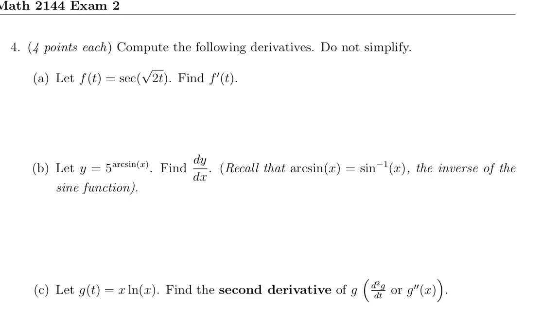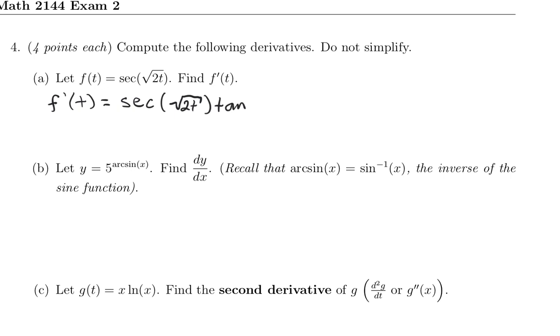Okay, for part A, we're going to find the derivative of f of t, given that f of t is equal to secant of the square root of 2t. So, f prime of t equals, so we're going to have to use a chain rule here, okay? Because the inner function inside of secant isn't just t. So we're going to have to use chain rule. So the derivative of secant is secant times tangent. So we're going to evaluate that at our function.